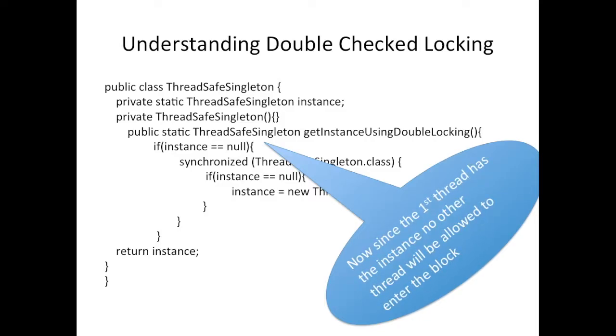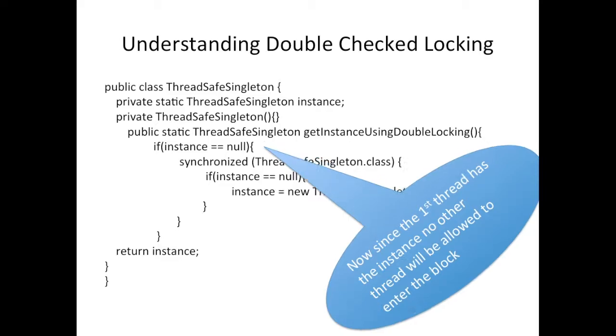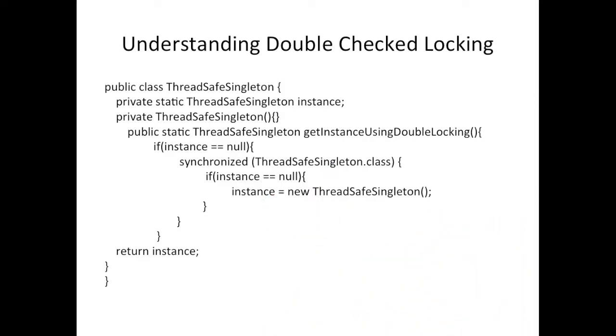Again, suppose another thread tries to access the new instance. What will happen in that case? Now since the first thread has the instance, no other thread will be allowed to enter the first if check. So when a third thread comes into the scenario, it will be prevented from entering just at the very first if check. So that's how we are limiting this expensive operation. I guess by this time you have understood what double check locking looks like and how it works.